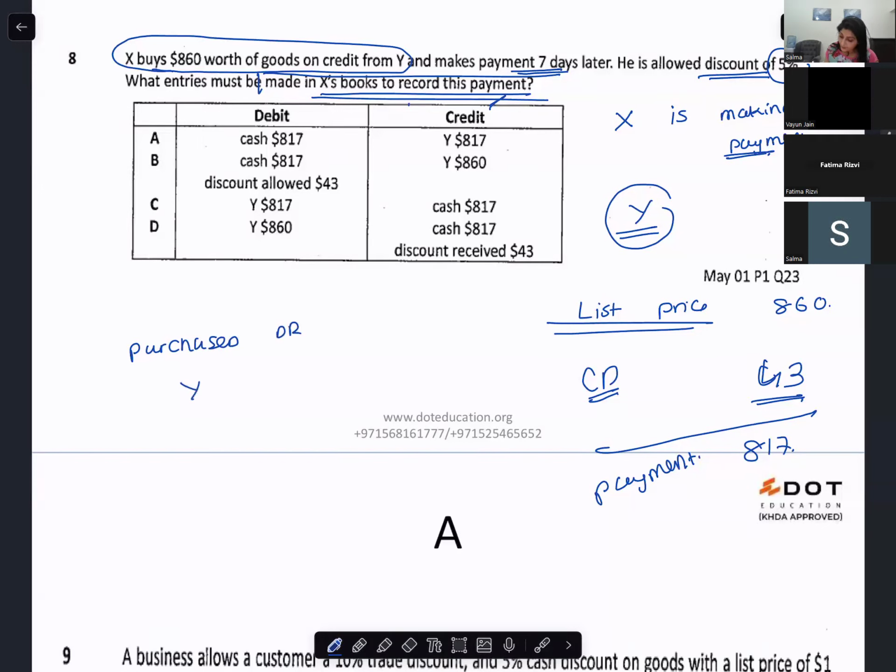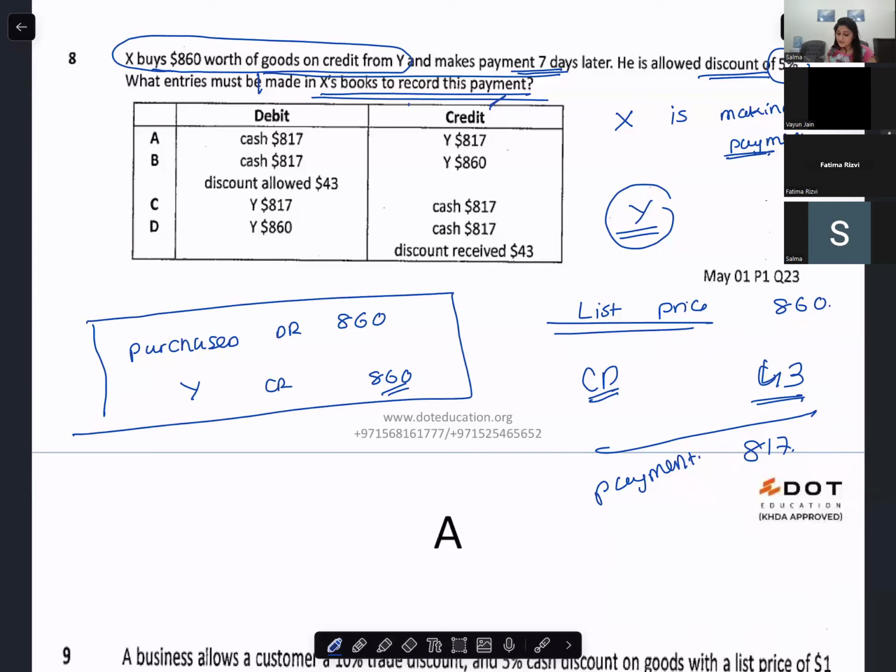Y credit. X is buying on credit from Y. If you are not sure with the journal entries, you will go back and watch the accounting basics also. Okay, and this you have to do today. So if you're buying on credit, the entry would be purchases debit, Y credit. This is the entry to purchase.